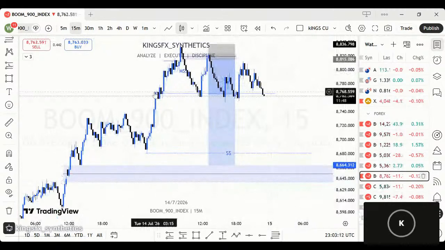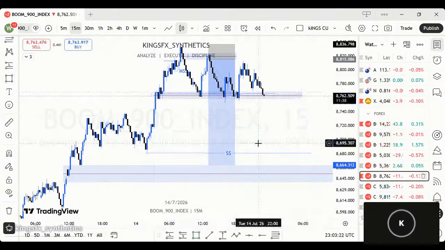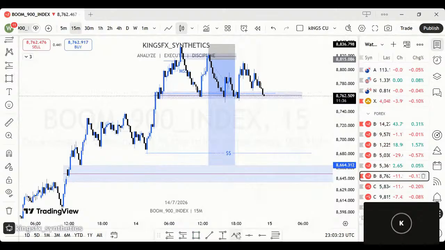So once we see price breaking this zone, this support, there's a tight support right here that has been holding price. Once we see price breaking that support, we'll see a retest. You'll see a retest and price coming all the way down.